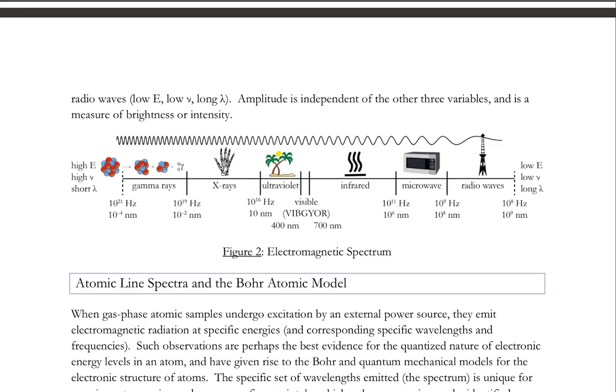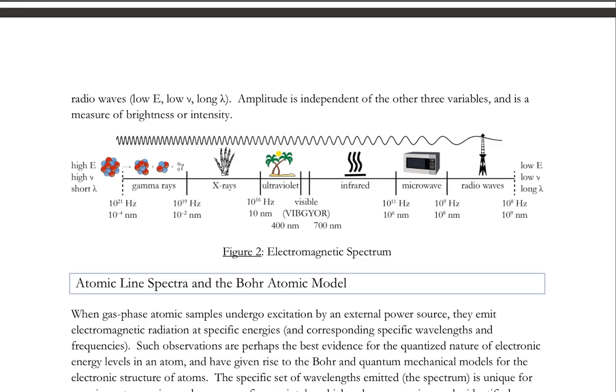Then we have next X-rays. You've probably all had an X-ray of your teeth. Then we have ultraviolet radiation. That's coming to us from the sun. That's what burns our skin and is hard on our eyes. Then we have the visible spectrum. That's what we see by.